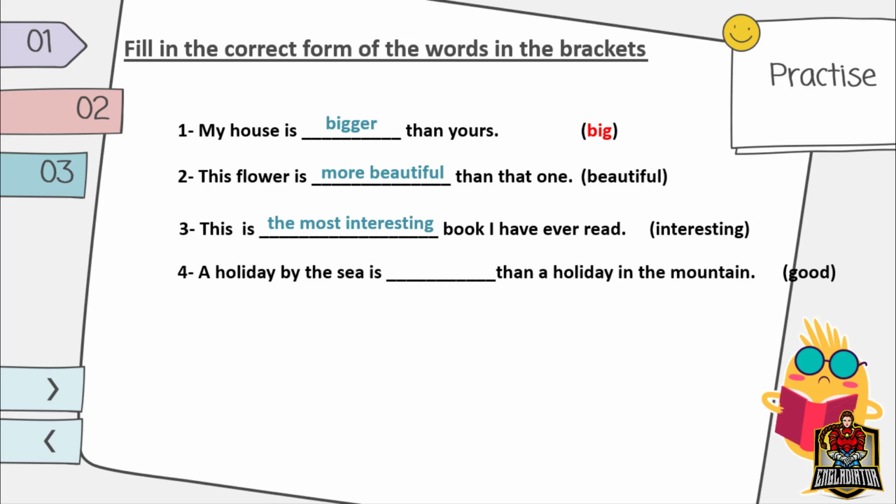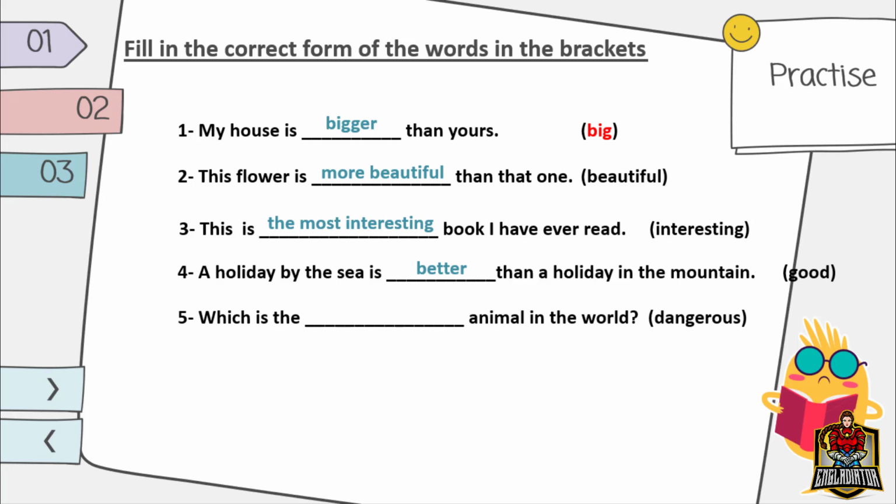A holiday by the sea is ___ than a holiday in the mountain. Use the word good. Great! A holiday by the sea is better than a holiday in the mountain. Which is the ___ animal in the world? Use the word dangerous. Awesome! Which is the most dangerous animal in the world?